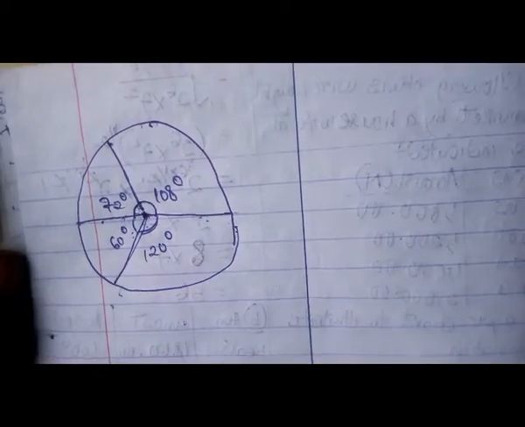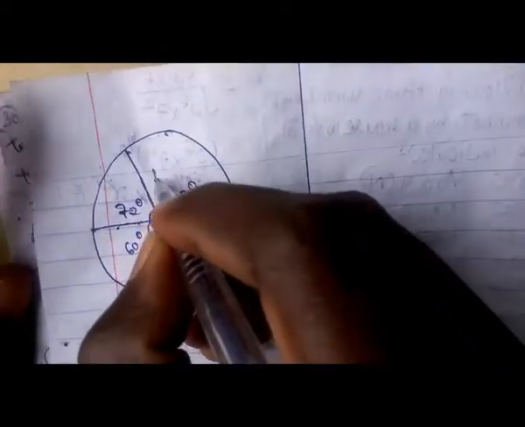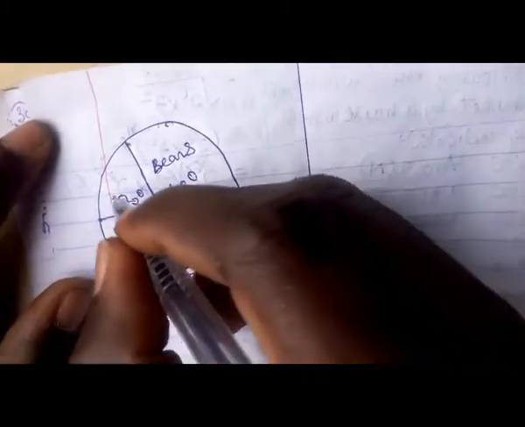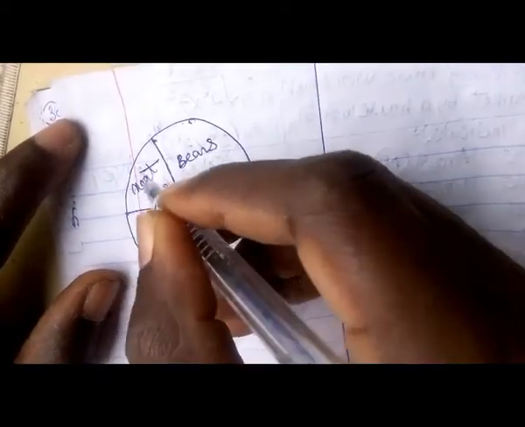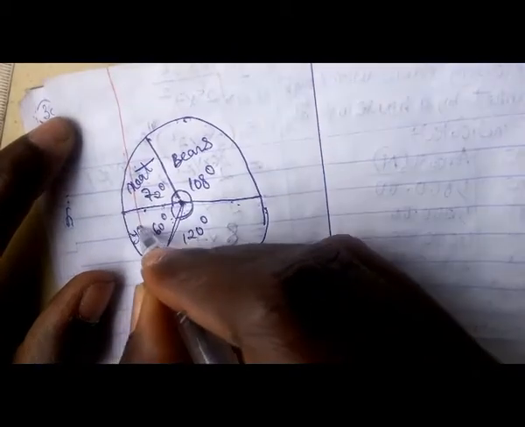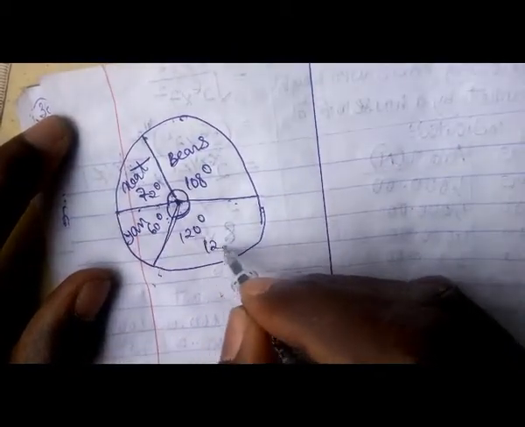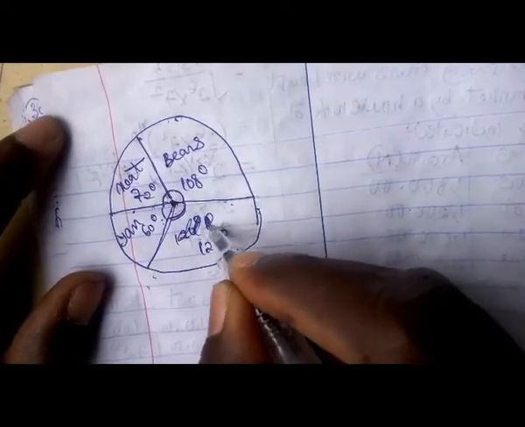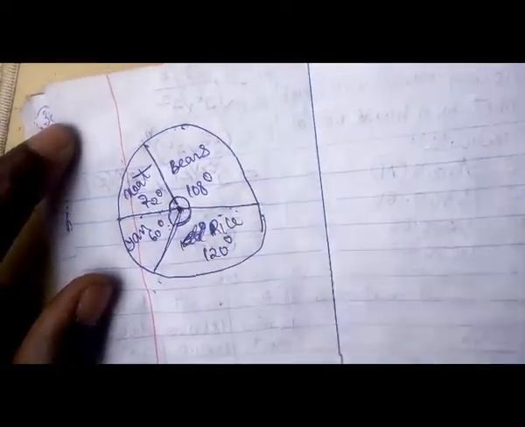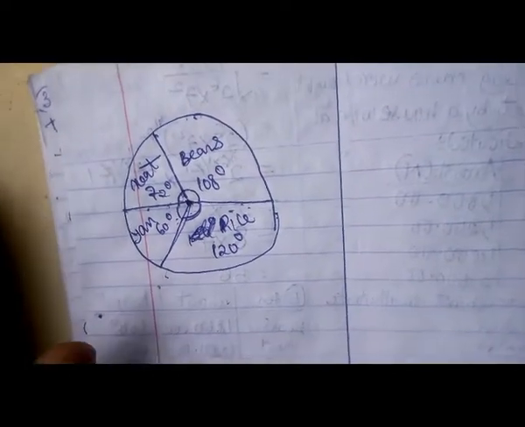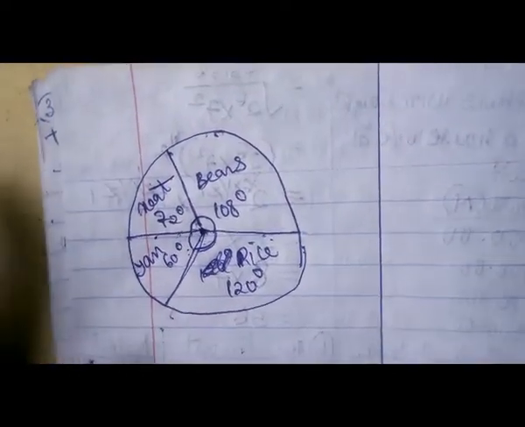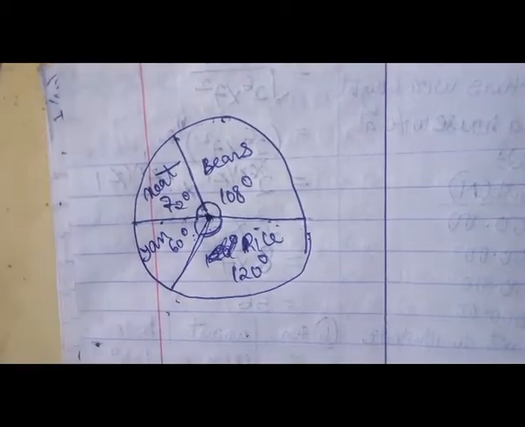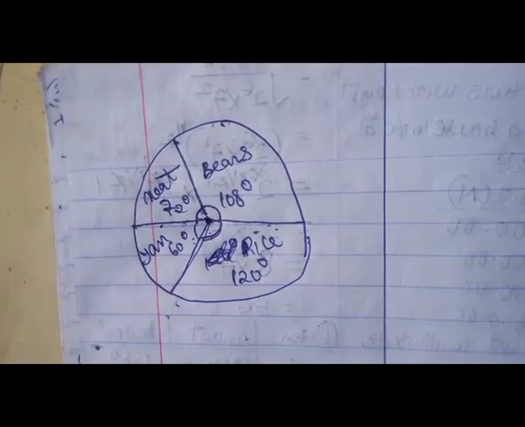So let me write their names on it. Let me write beans here. Meat is 72, yam is 60, and rice is 120 degree. So this is the pie chart to illustrate the information. So this is the end of questions 1 to 4 of Lagos State BECE Mathematics year 2015.